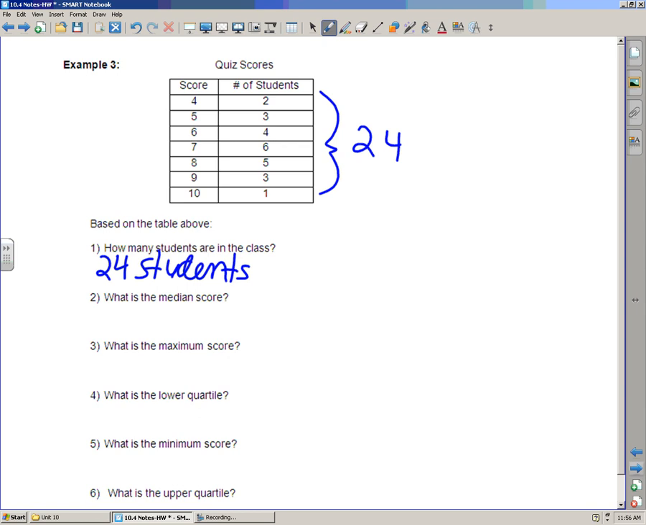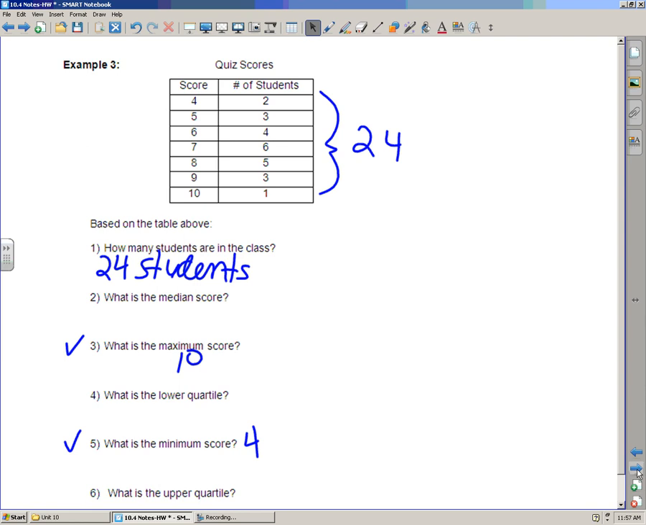Well, I'm going to jump to 3 for a second. What's the maximum score? Well, that's going to be a score of 10. What's the minimum score? That's going to be a score of 4. It's the other ones that you have to be careful about. Remember, there's 24 kids. So median doesn't mean that you can look at the scores and find the middle score. It means you've got to look at the number of kids that are all lined up.